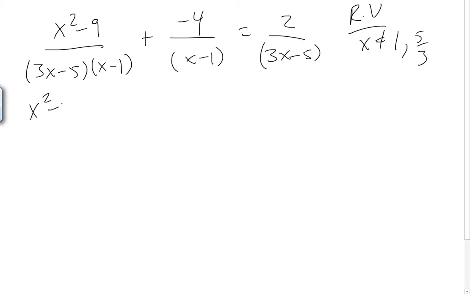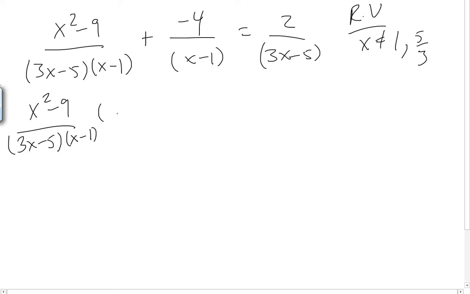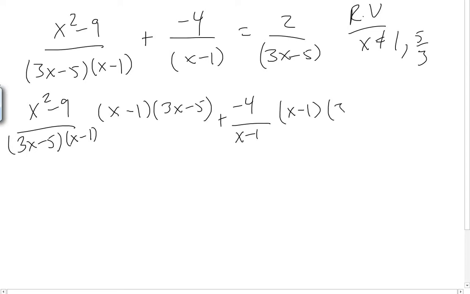So I'm going to take x squared minus 9 over 3x minus 5 times x minus 1 and multiply that not just by x minus 1, that will cancel only one of the factors, but also by 3x minus 5. I'm also going to do that to the -4 over x minus 1. I have to multiply it by the same thing, x minus 1 times 3x minus 5. And then 2 over 3x minus 5, I multiply by x minus 1, 3x minus 5 also. Sorry, I'm running out of space.